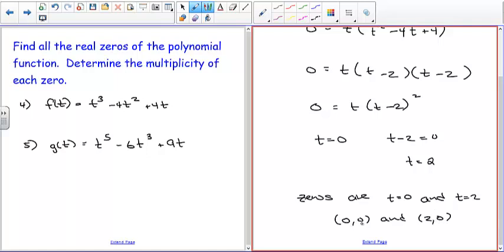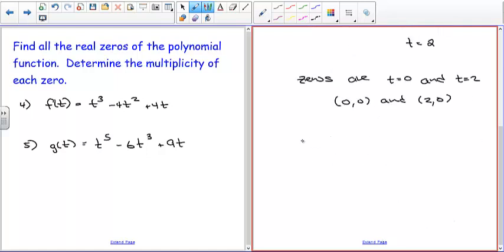So x equals 0, y equals 0. That means when I plug in x equals 0, or in this case t equals 0, I'll get y equals 0, or the value of the function. Same here, if I plug 2 into this original equation, it's going to give me 0.